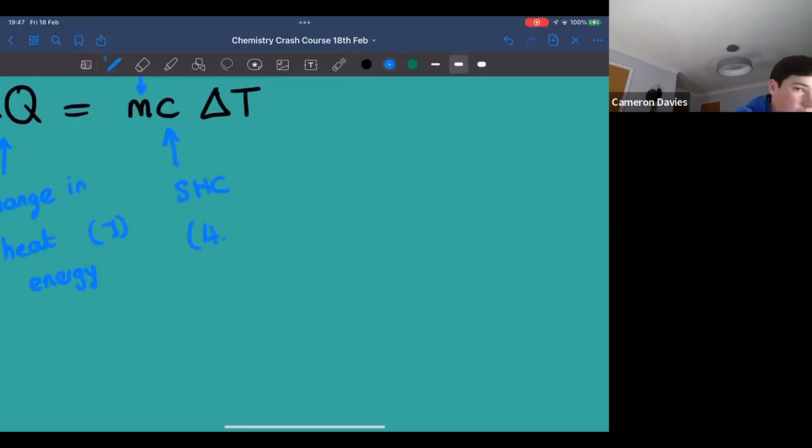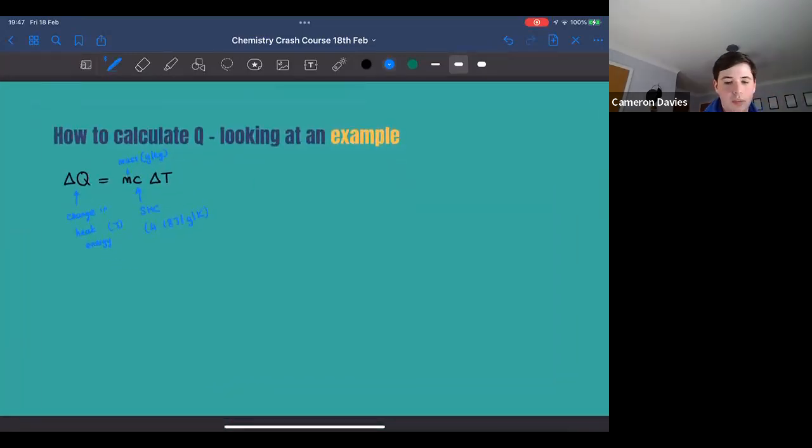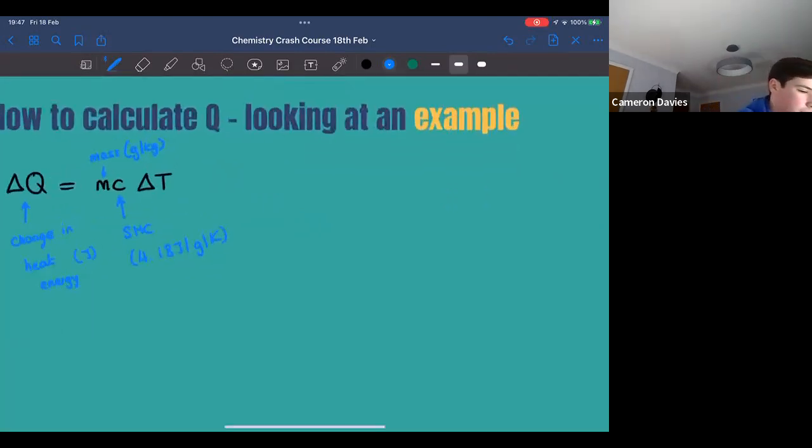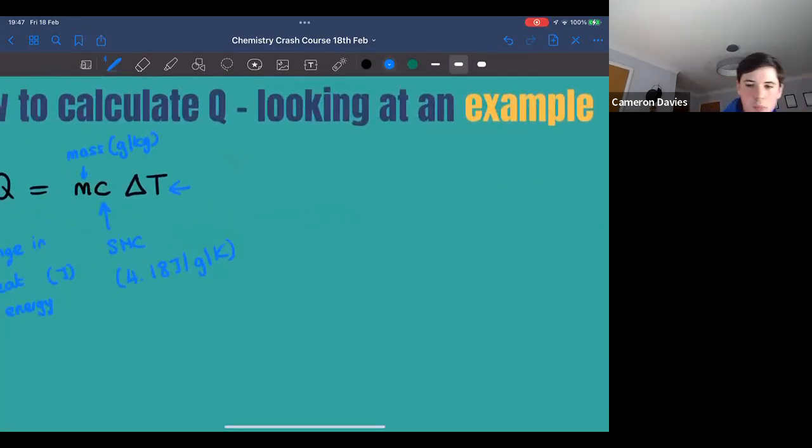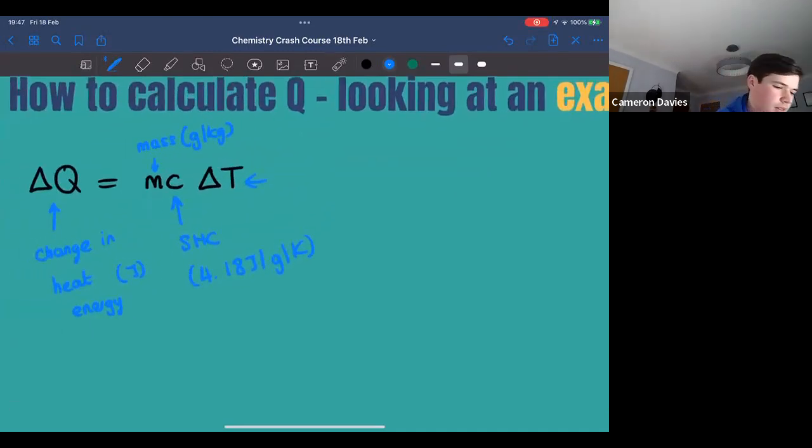So in water, it's 4.18 joules per gram per Kelvin, but you'll usually be given that. With regards to your question about the Haber process, we're literally just about to move on to it. And then delta T is change in temperature. And so that will either be measured in degrees Celsius or another type called Kelvin, but you'll never need to convert. You just need to use the value given in the question.